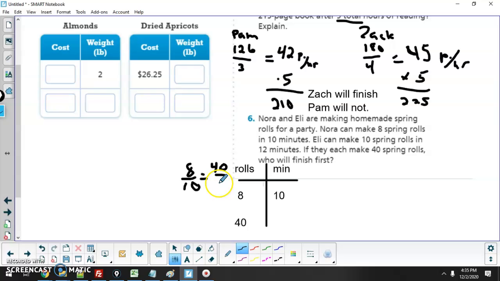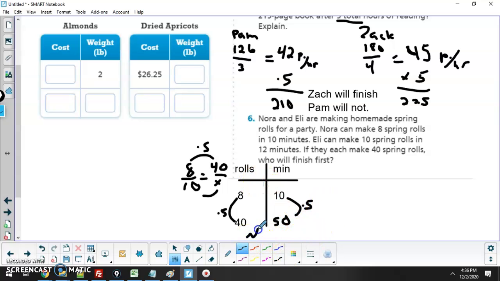So it'd be 40 rolls in how many minutes? Well, we really don't know, but we can figure it out by simply multiplying. 8 times what is 40? That's times 5. So how many minutes would that be? That would be 50. You don't have to do it with the fractions. You could just see it in the table or vice versa. It's up to you. Remember, whatever you do to the rolls, you have to do to the minutes. So it'll take Nora 50 minutes.